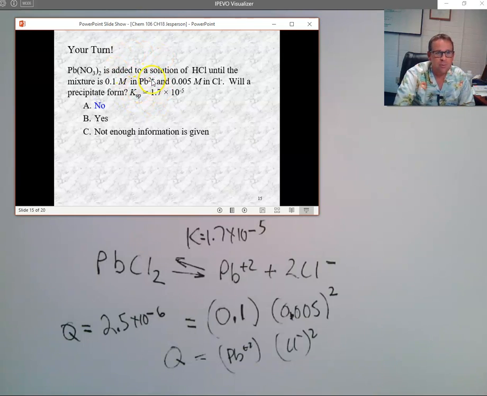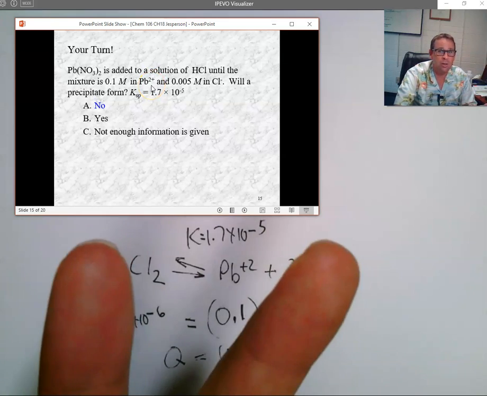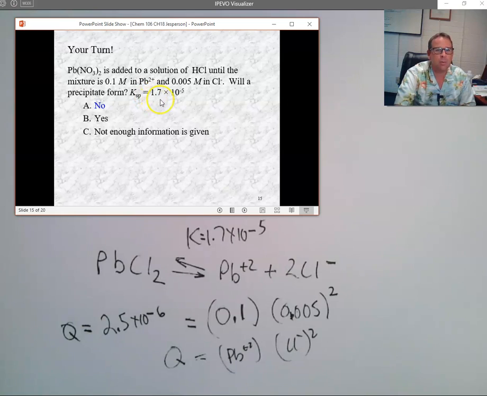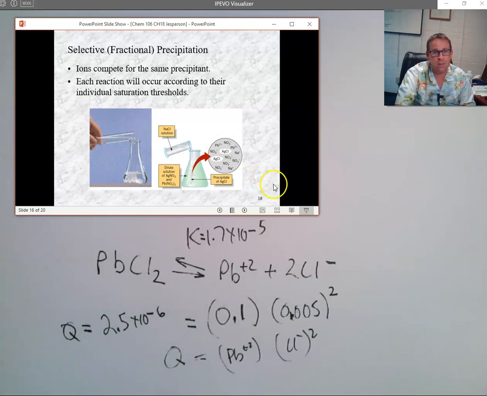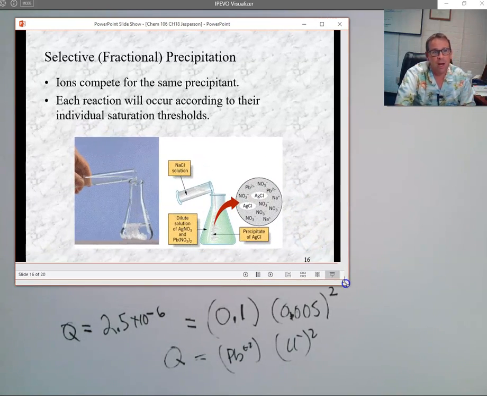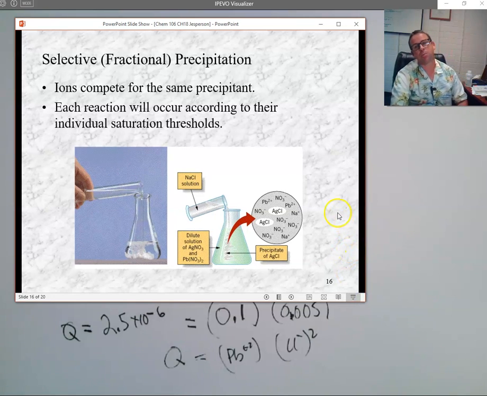Now, if this was the silver ion here, then the KSP would be a different value. So if we had a mixture of lead and silver, we would have two different KSPs, and we could find the chloride ion concentration that would make Q be right in the middle of those two KSPs, and we could effectively precipitate out one of the ions. So we call this selective fractionation or selective precipitation.